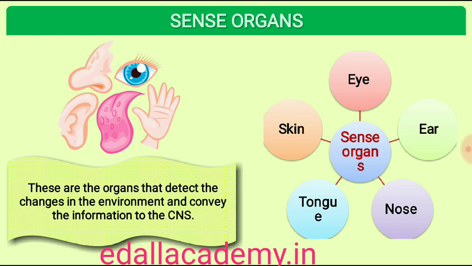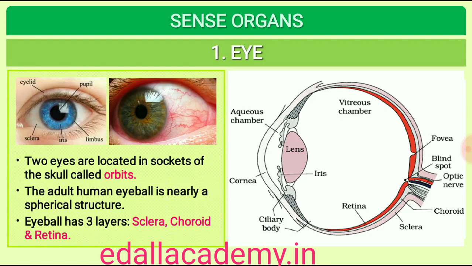In the following sections, you will be introduced to the structure and functioning of the eye, sensory organ for vision, and the ear, sensory organ for hearing. 21.6.1 Eye. Our paired eyes are located in sockets of the skull called orbits. A brief account of structure and functions of the human eye is given in the following sections. 21.6.1.1 Parts of an eye. The adult human eyeball is nearly a spherical structure.